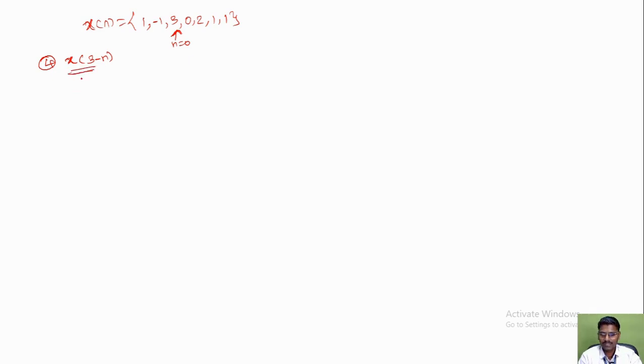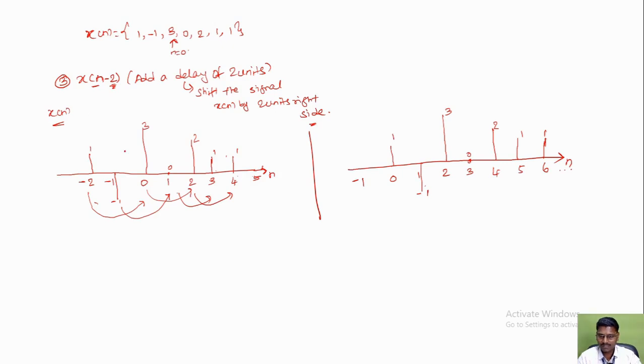This operation can be performed with the help of two operations. The first operation is time advance, and the next operation is time reversal, right? So to perform this, I already have the signal x of n. Let us see the x of n here. With the help of this x of n, I am going to advance it by 3 units to get x of n plus 3.